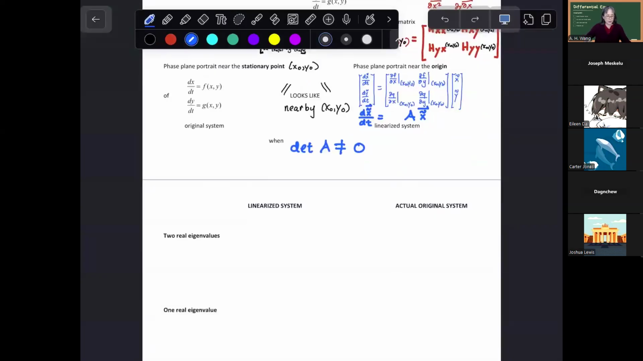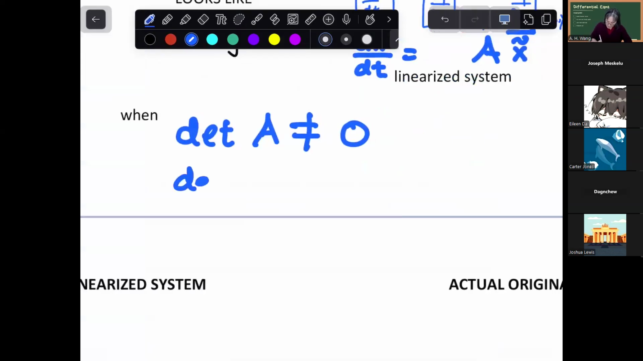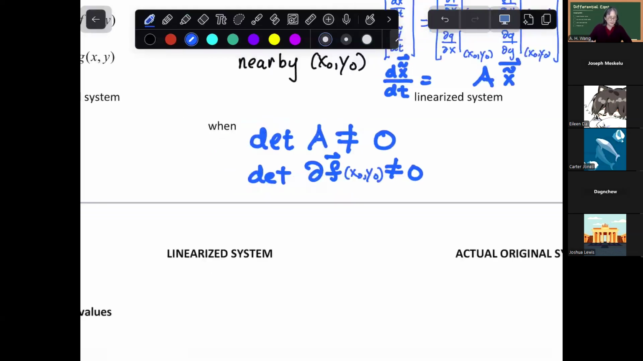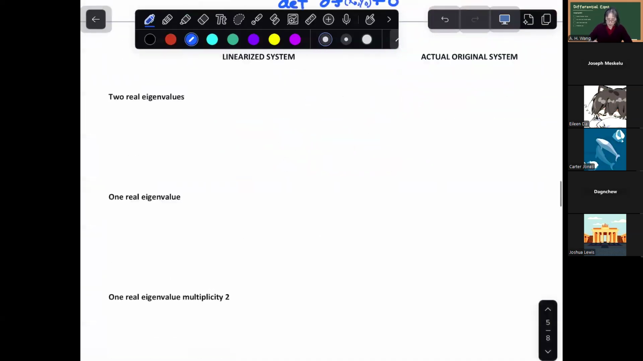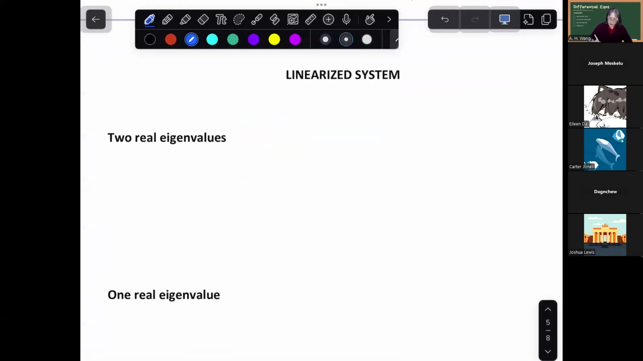Let me remind you, who is the A again? The A is the Jacobian, evaluated at x naught, y naught. There's 15 of these that you need to know. That's the A. Okay. So remember when you had two real eigenvalues, so you could have both positive, and then you have a nodal source.